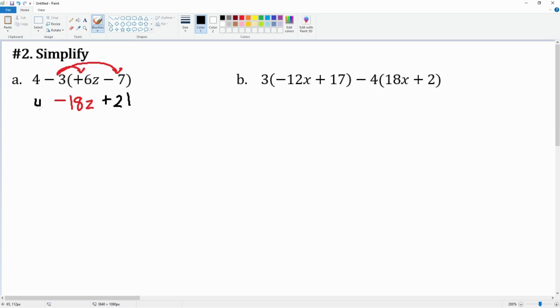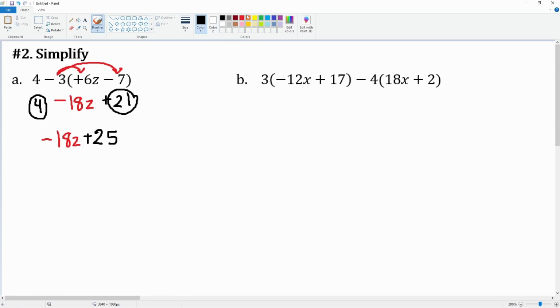Then we bring down that 4. Let's see if we combine some like terms. This 4 and this 21 combines to get us 25. Nothing happens to that negative 18z in front. So it is negative 18z plus 25. It is common for us to write the variable term first and the constant last.